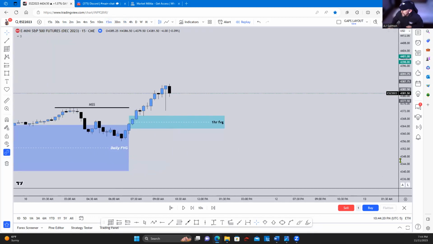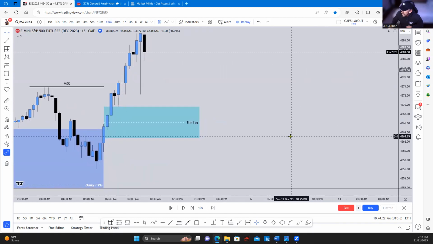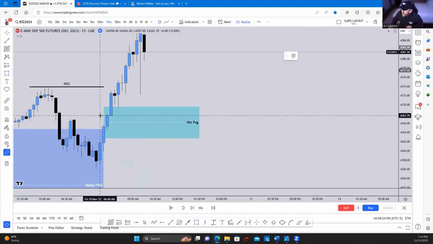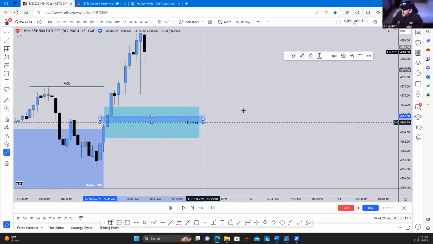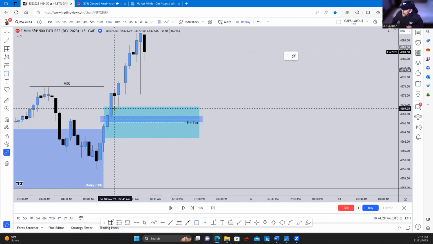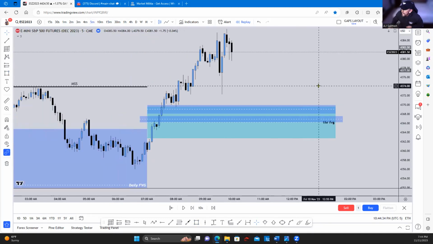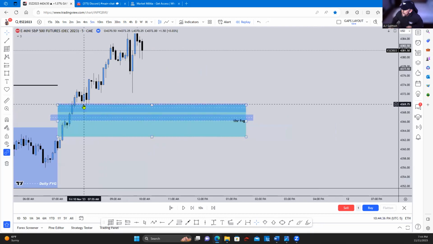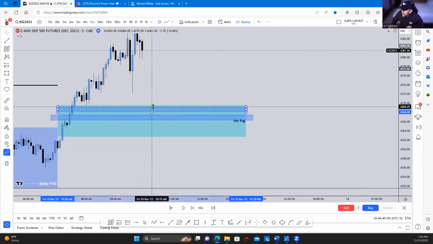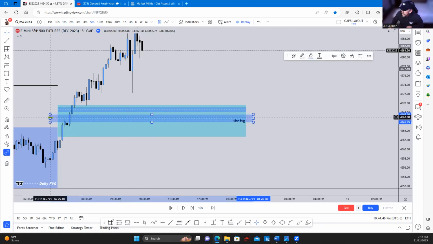15-minute. We also have a 15-minute here, just around 50% of that gap. And we also have this one that we had already bounced from. Coming down to the 5-minute, we refine this 5-minute down to here, to this one. Okay, so we have two PD arrays that we could potentially tap into, okay, on the 5-minute.